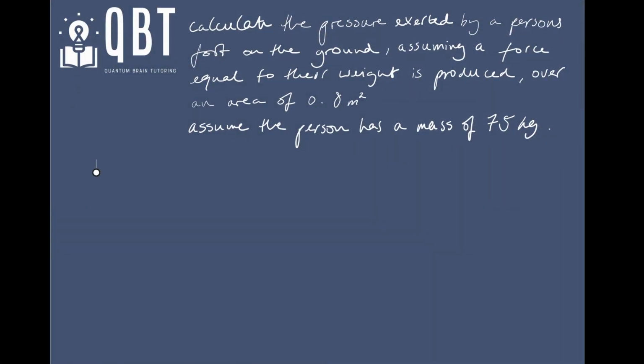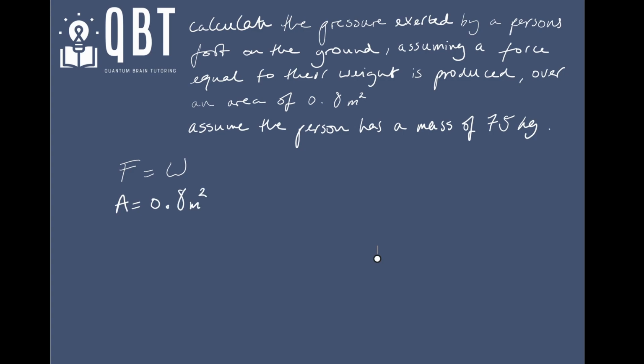Okay, so how might we approach this question? The question states that we should calculate the pressure exerted by a person's foot on the ground, assuming a force equal to their weight is exerted over an area of 0.8 meters squared. Okay, and we should assume that the person has a mass of 75 kilograms. So what information do we have? Well, we know that force is equal to the person's weight. We haven't explicitly been given the force in newtons, but we can calculate it with some other information. What else do we have? Well, we have area. Area is equal to 0.8 meters squared.